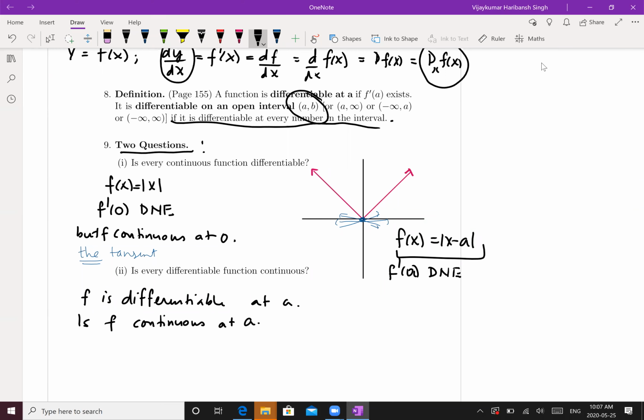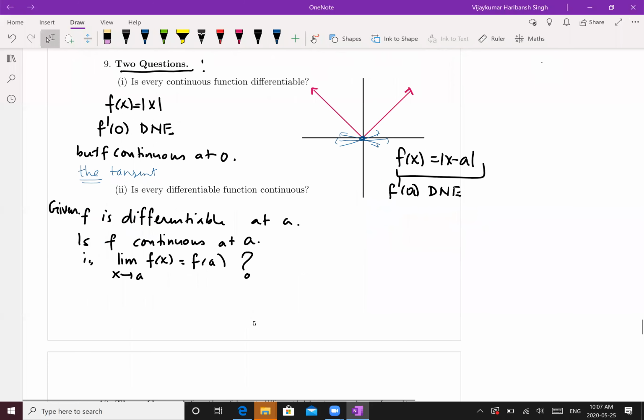Now for that we need to show that the limit of f of x as x goes to a is equal to f of a. This is what we want to understand. Is it true or not? We are given that f is differentiable at a, and then we are asking is f continuous at a. So note the following. What is the limit as x goes to a of f of x minus f of a over x minus a times x minus a?